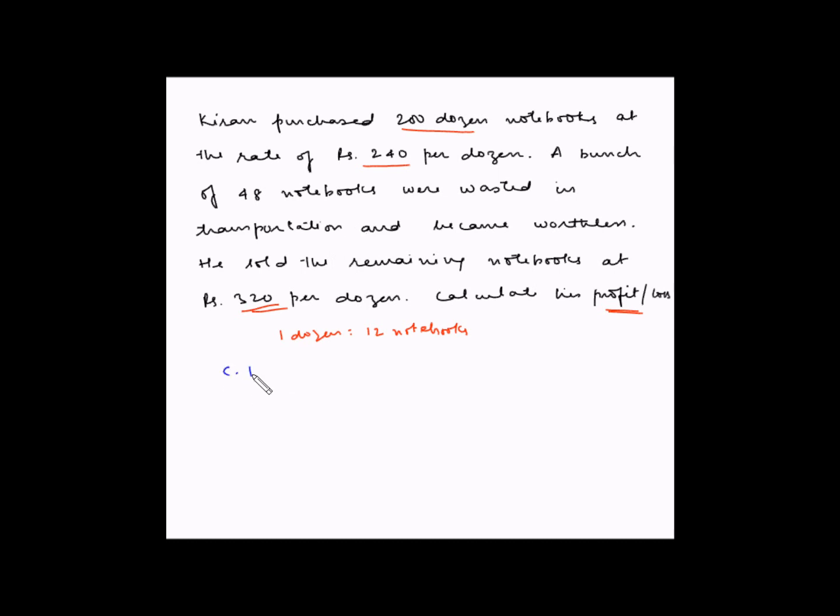So first we find out the cost price, which is equal to 200 multiplied by 240. 2 4s are 8, 2 2s are 4. So 48,000 rupees. And the selling price is equal to 200 minus 4 dozen, which is 196, multiplied by 320. So let's find this out.